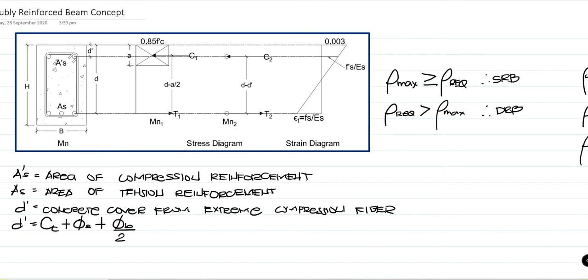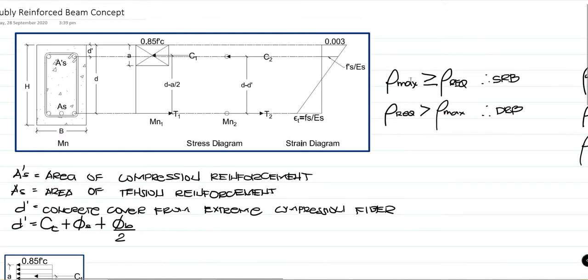So, as you can see, meron naman tayong distances dyan. Siyempre, mula dito hanggang dito, yun pa rin yung C. Ang nadagdag lang is yung part ng D prime and this will be C minus D prime. So, that will be the parts of the diagram for the double reinforced beam.